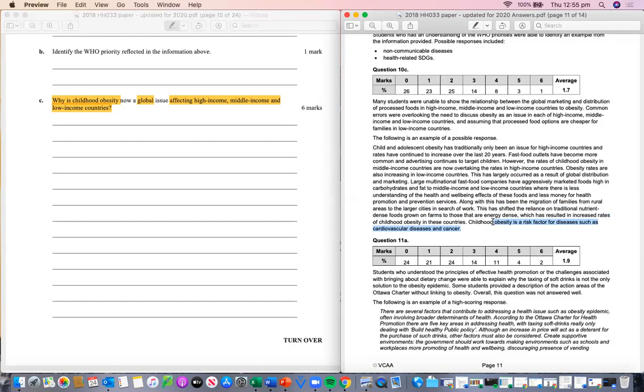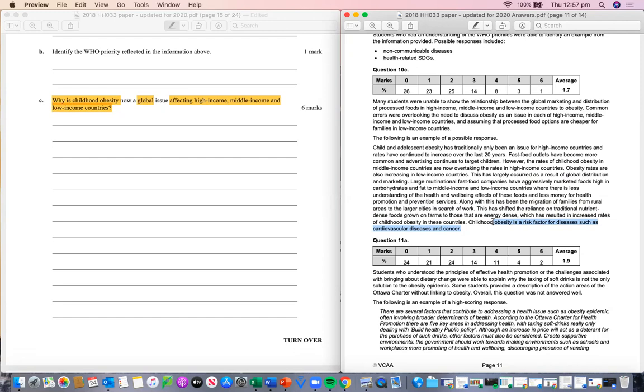Now again, you're not expected to have a response in that sort of manner. If you simplified it in a way that had how it affects high income, how it's affected middle, and then low, that would also be a key thing. You're going to make sure that the key thing you're focusing on is the promotion in the global aspect.